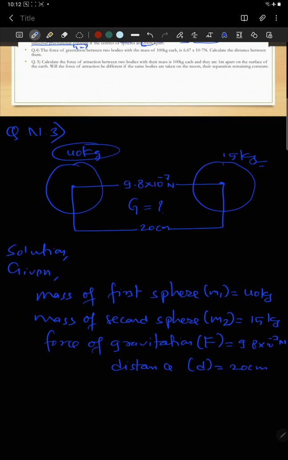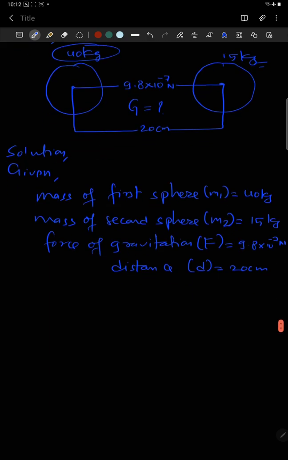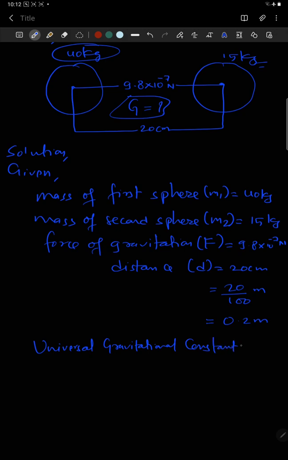The distance is 20 centimeter. We have to do the numerical in SI units, so we are supposed to convert centimeter into meter. For that we divide by 100, because 1 meter has 100 centimeters. After division it turns into meter, so the answer is 0.2 meter. So we have written all the given. Now the question is, capital G equals what? You are asked to calculate the universal gravitational constant value.